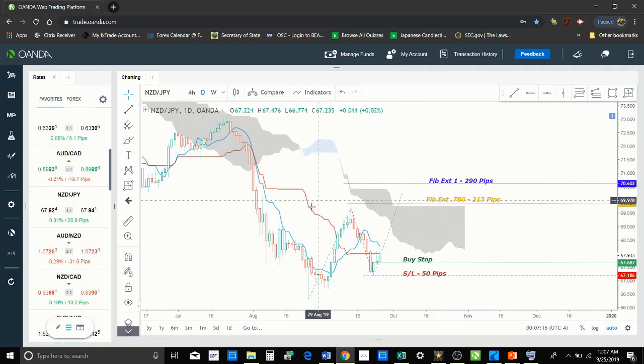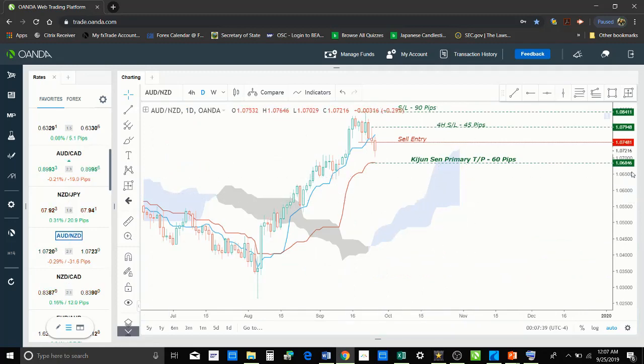Like I said, this is looking to be a bullish market. So I would look, with a 1 to 3 risk reward ratio, at getting at least 150 pips somewhere in this area. However, this does look to be bullish, so you could possibly get 215, upwards of 300 pips off this trade. New Zealand yen.